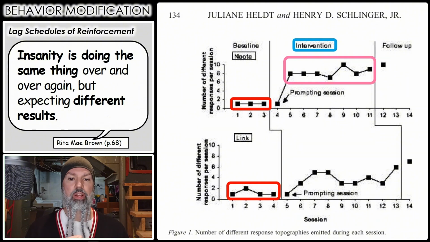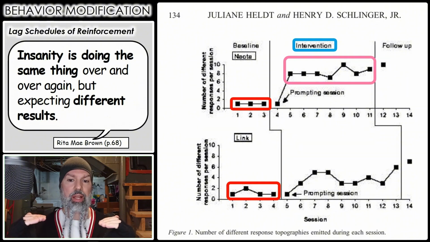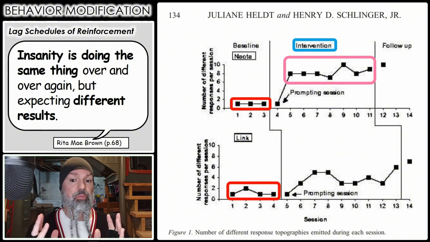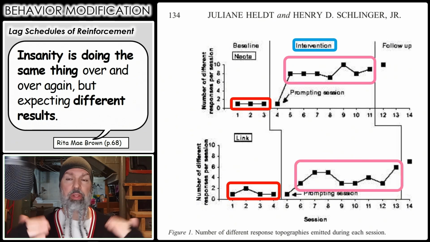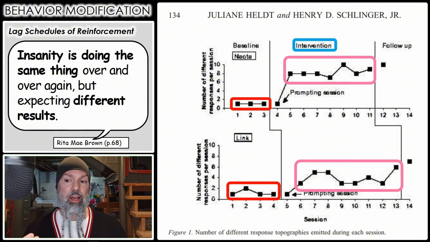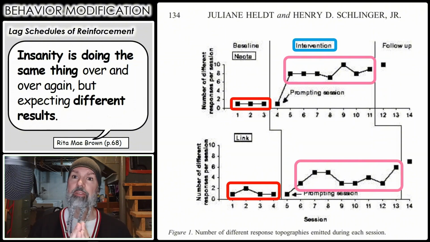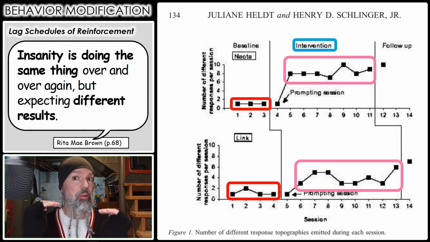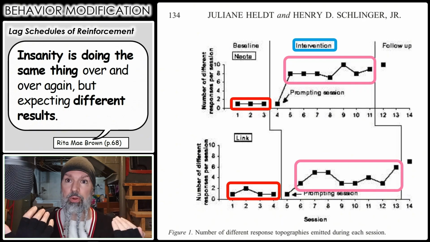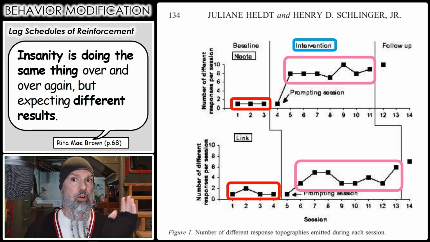So here we can see for Neota, naming variability went up to about 8, 9 different responses. For Link, naming variability went up to about 5 or 6 different responses. So very effective lag 3 schedule of reinforcement for increasing the variability in this important verbal ability.